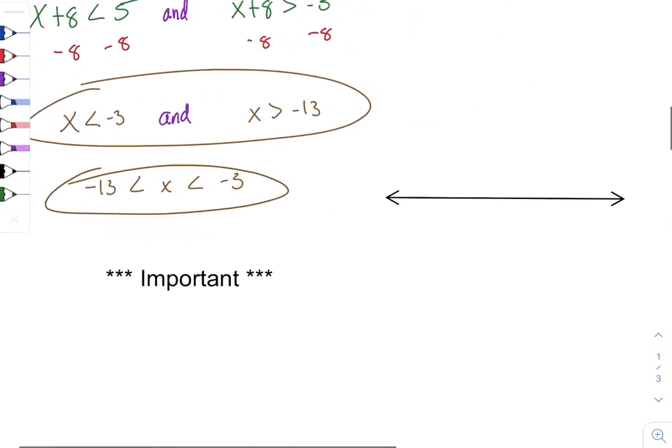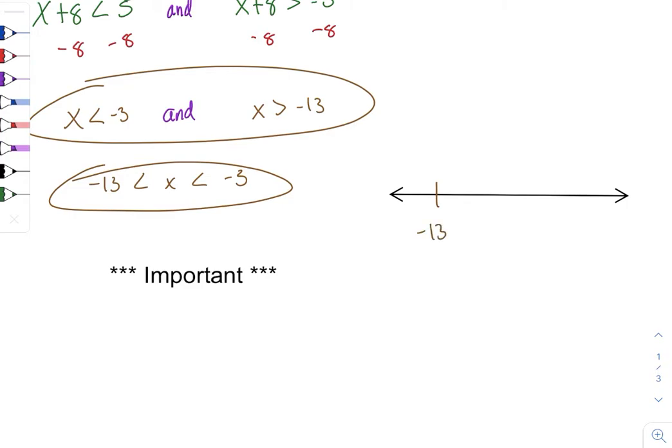And then if we want to graph it, in this case, you just label the small one on the left, the big number on the right. These numbers are coming from those numbers in our inequality. And then since it is not or equal to, it's going to be open circles at those points. And since it's an and problem, it's going to be where both things are happening. And the only time that both x is greater than negative 13 and less than negative 3 is between those two open circles.